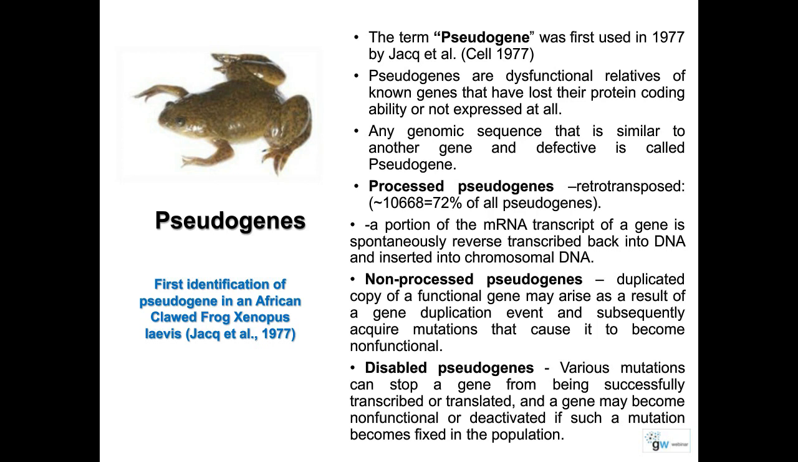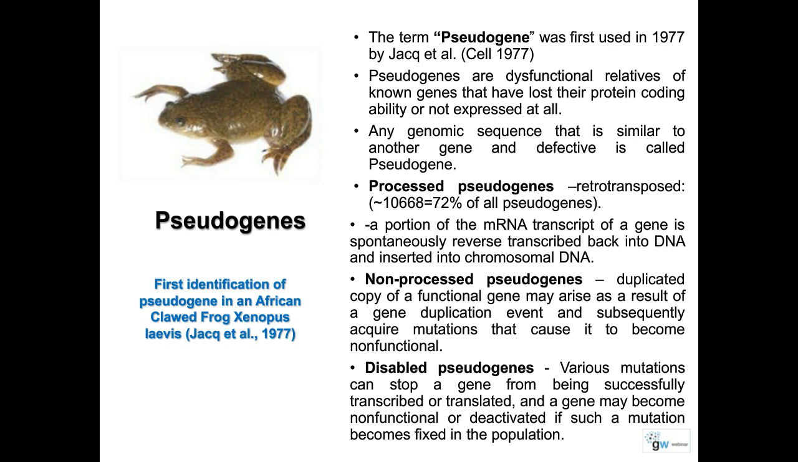The third category is the disabled pseudogenes. These are genes that are neither transcribed nor duplicated, but are located in the same location. What happens is they acquire mutations at the regulatory regions. Because of that, they lost their transcriptional ability. So these are called disabled pseudogenes. These are the three major categories of pseudogenes that have been described in the literature.